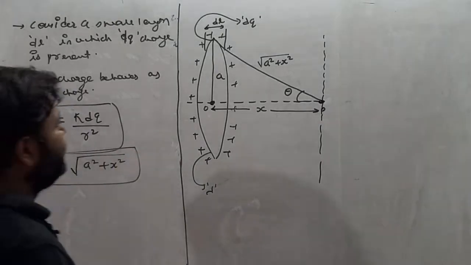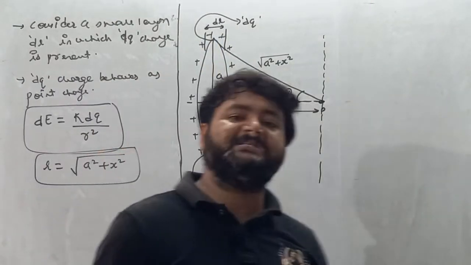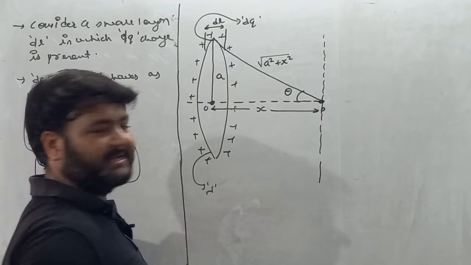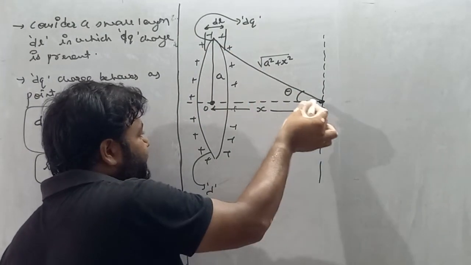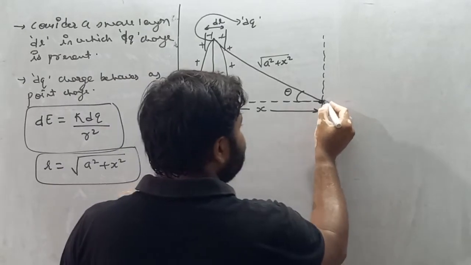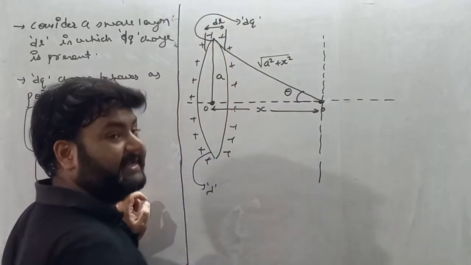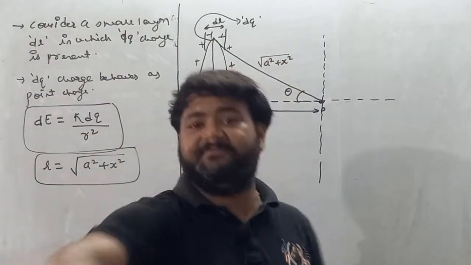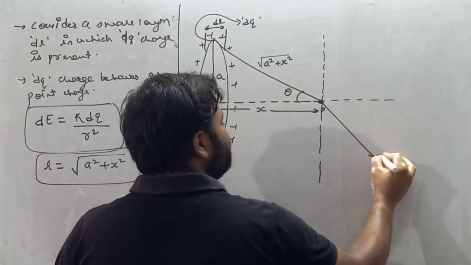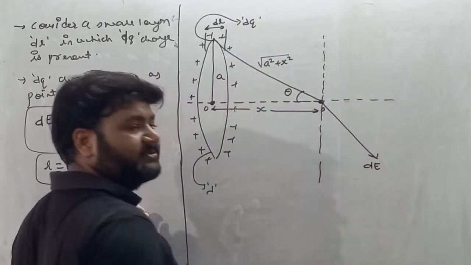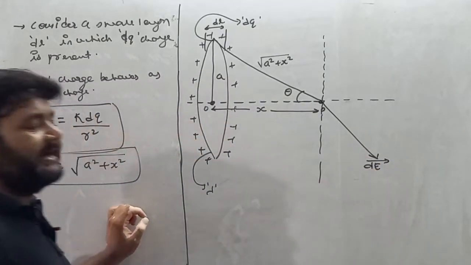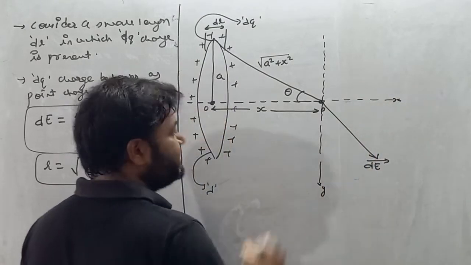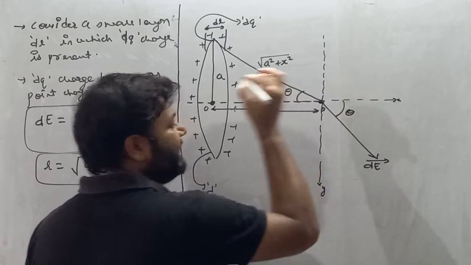Now see, we know that due to positive charge, the direction of electric field is always away from the charge. So here we have positive charge, and this is the line joining charge and point P where we wish to find electric field. So this carries positive charge, and due to positive charge the direction of electric field is away from the charge. So it is like this. Due to small charge, electric field is also small, that is dE, and we know that electric field is a vector quantity. So this is your x-axis and this is your y-axis. See, if this angle is theta, then this angle is also theta.